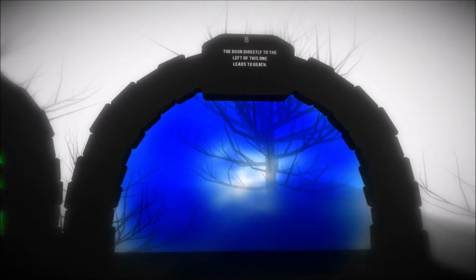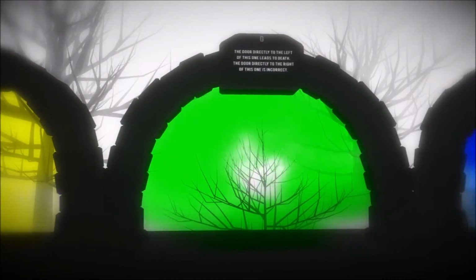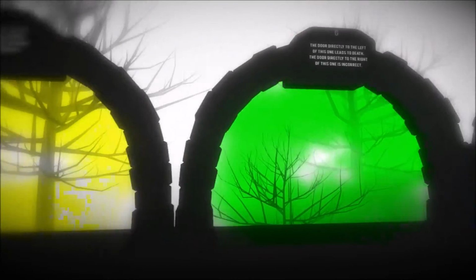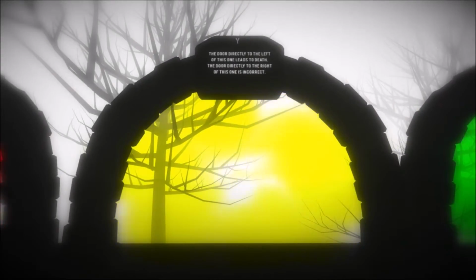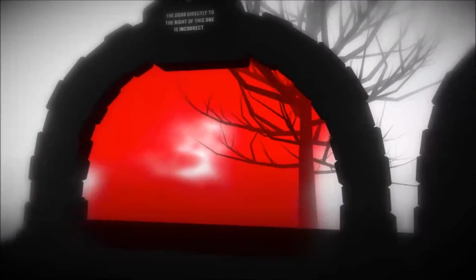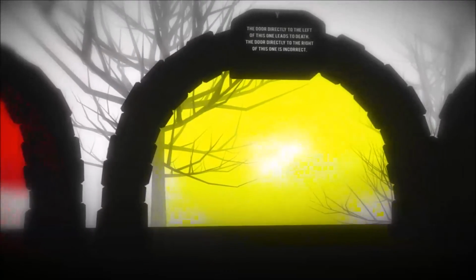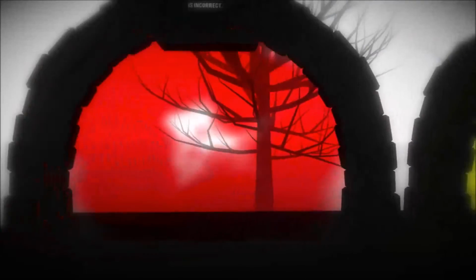If blue's correct, the left of this one leads to death. That would be true. That would not be true, so you would be true. The door directly to the left one leads to death. Yes. To the right is incorrect. The door directly to the right of this one is incorrect. Okay, so blue can't be it.